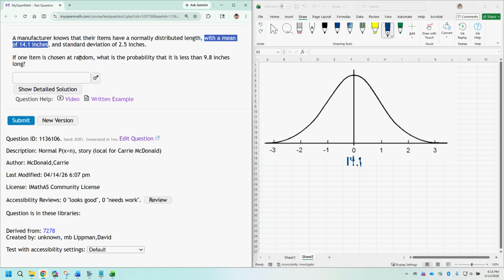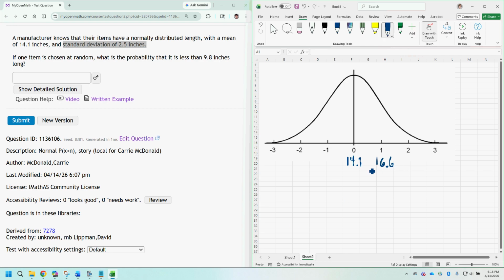And now the standard deviation that's given is 2.5 inches. A z-score of 1 would mean we have a value that's 1 standard deviation greater than the mean. So if I add 2.5 to the mean of 14.1, I'll have the length of item that corresponds to 1 standard deviation above the mean. So adding 2.5 inches, I would have 16.6 inches, aligning with a z-score of 1.